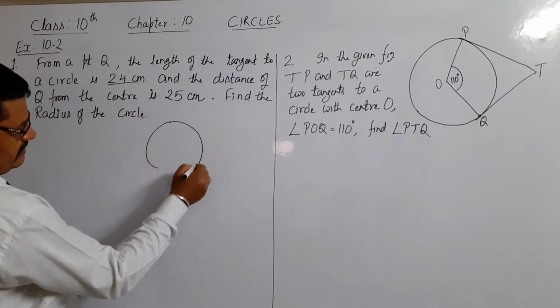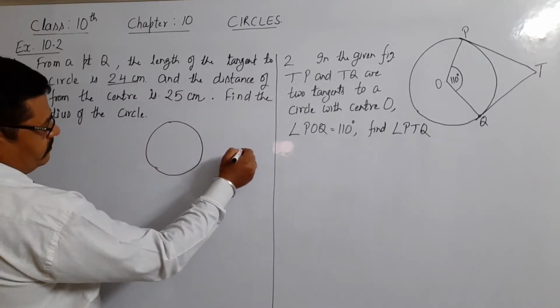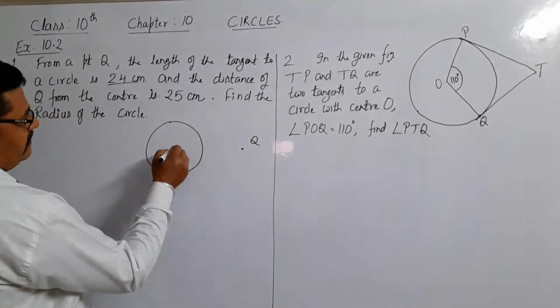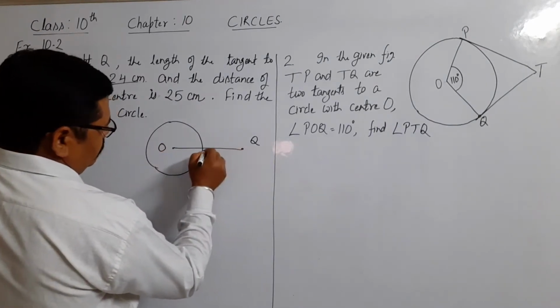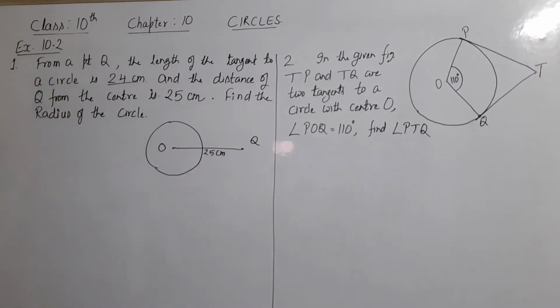ये है सर्कल. Distance of Q from the center of the circle is 25 centimeter, and find the radius of the circle. इस सर्कल की रेडियस फाइंड आउट करनी है.